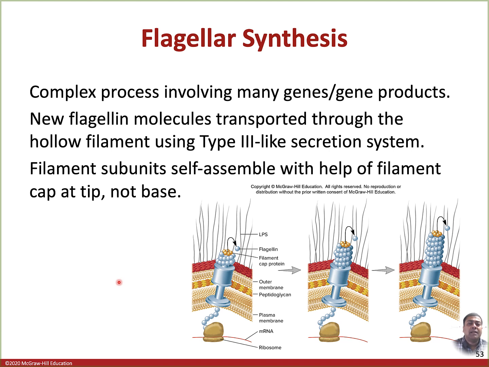The flagellar complex process involves many genes and many products. The new flagellar molecules are produced by the ribosomes, and as the ribosome is synthesizing the molecule, it goes out. The flagella contain a hollow core, and the type 3 secretion system moves these flagellin proteins from the synthesis all the way up to the top, and there's a self-assembly and extension of the flagellar filament as well. And this is how the flagella is formed.